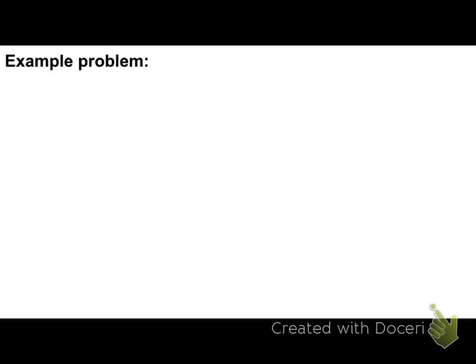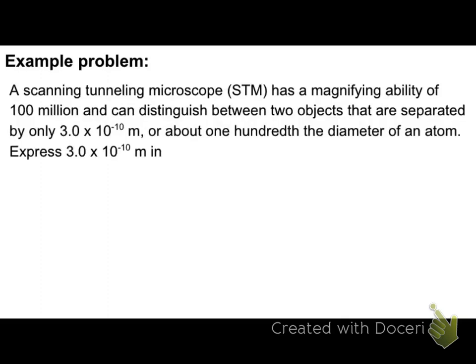To practice, we have a little practice problem. A scanning tunneling microscope, or STM, has a magnifying ability of 100 million. They're pretty impressive, and they can distinguish between two objects that are separated by only 3.0 times 10 to the negative 10 meters, or about 1/100th of the diameter of an atom. Pretty crazy impressive microscopes. What I would like for you to do is to express 3.0 times 10 to the negative 10 meters in both nanometers and picometers. I will set myself a little timer for about 5 minutes, and then we'll go over this.